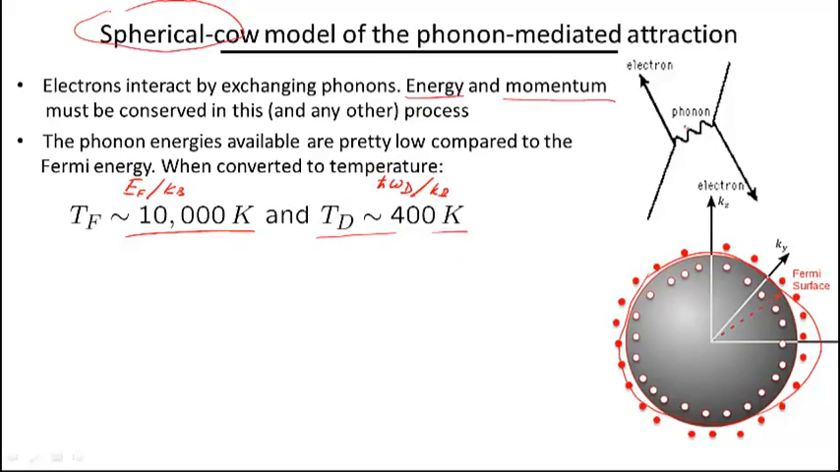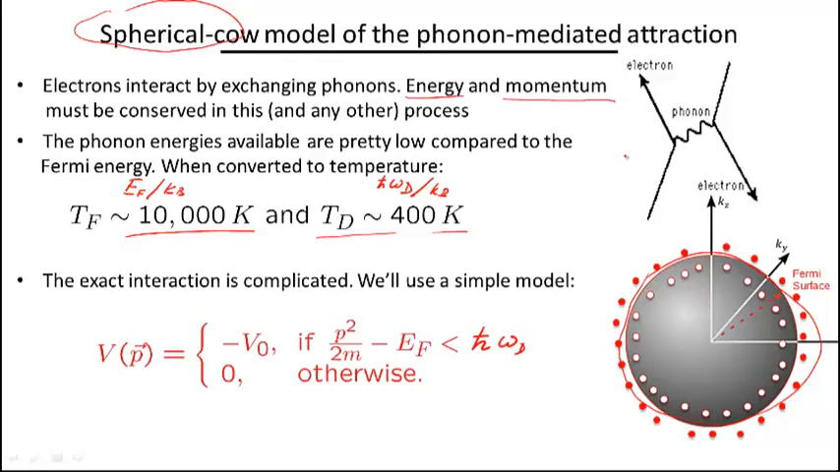So what we should think about is that these phonons being exchanged by the electrons have energy which is much smaller than the electron energy itself. And this puts certain constraints on the possible momenta and energies of the electrons that may experience this sort of process. And the simplest version of the interaction which takes this into account is presented here.